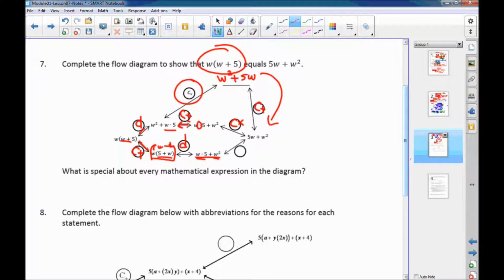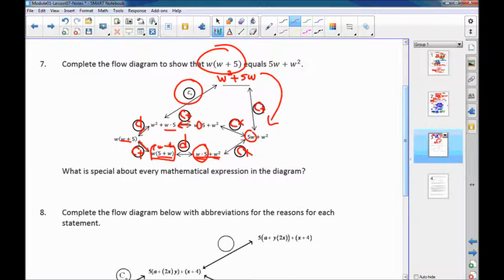Okay. And then lastly, our last little circle here, we have W times 5 plus W squared. And once again, we want to change this W times 5 into 5 times W. So this is changing around a multiply symbol. So commutative property for multiply. W times 5, change the order to 5 times W.